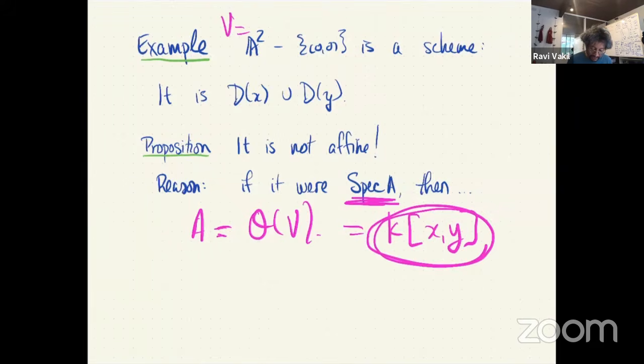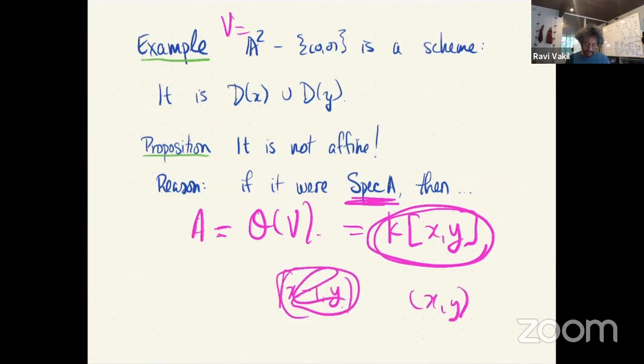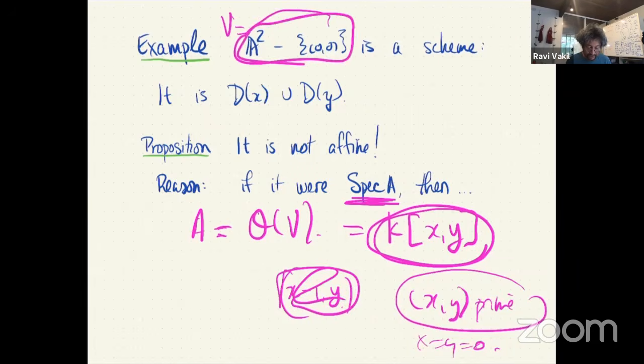So for example, the prime ideal (x minus 1, y), you can recover by just solving x equals 1 and y equals 0. So, okay, so in that case, here's a maximal ideal. That's prime for sure. Let's solve those equations. We get x equals y equals 0. And so we should get a point. But on V, because we threw out the origin, this has no solutions. So it cannot be affine.